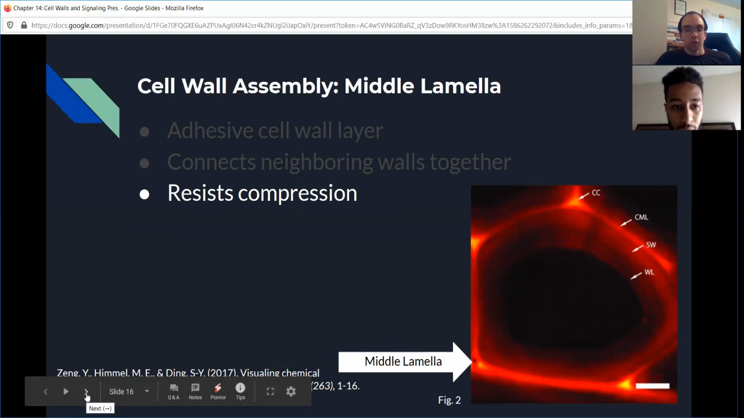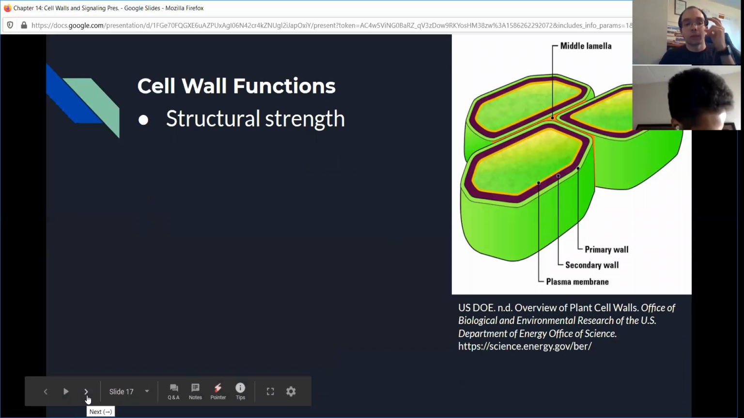So if two neighboring cells are being pushed against each other, the middle lamella will resist compression of the two cells because it's present in between the walls. Let's move on to functions now.